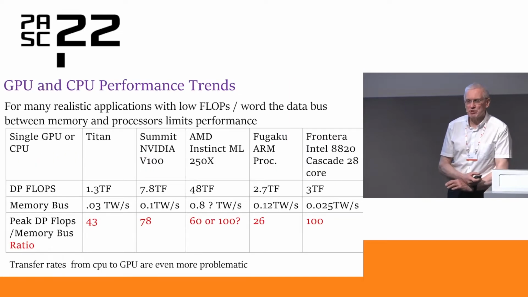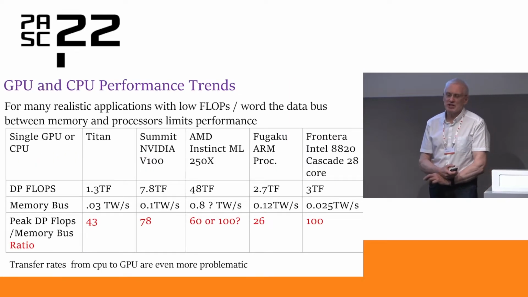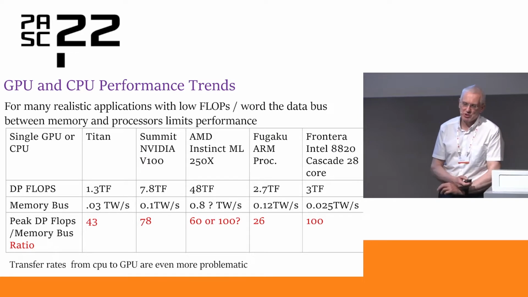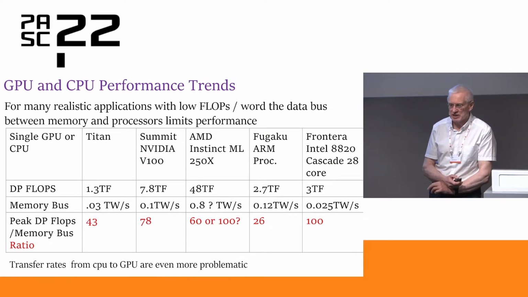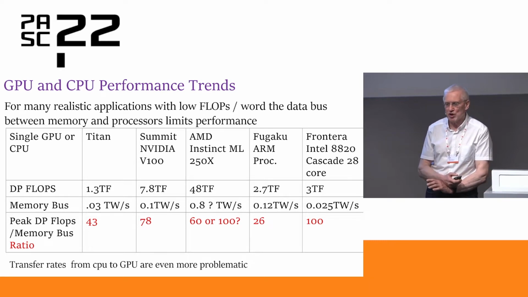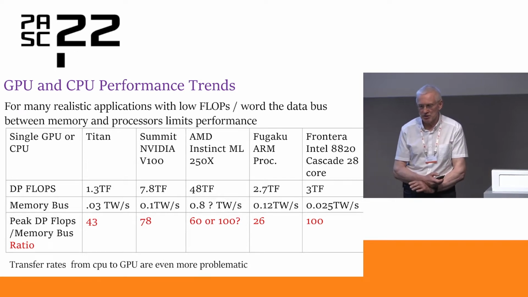And if we look at these machines, it's a little bit challenging to get performance out of them. So what I've done in this table is I've listed the different architectures going back to the DOE Titan machine at Oak Ridge, the Summit machine, and then the AMD graphics processors, the Instinct, the ARM processor that's in the Fugaku machine, and the Intel processors in the Frontera architecture.